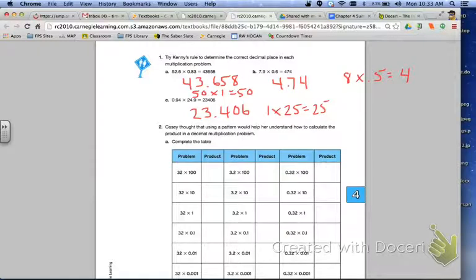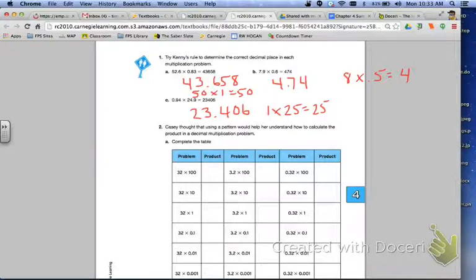Let's take a look at letter A. If we would estimate 50 times 1, we should know that our product would be right around 50. If we take a look at the digits to the right of the decimal point, there are 3 total, 1 in 52.6 and 2 in 83 hundredths. So my answer would be 43 and 658 thousandths.